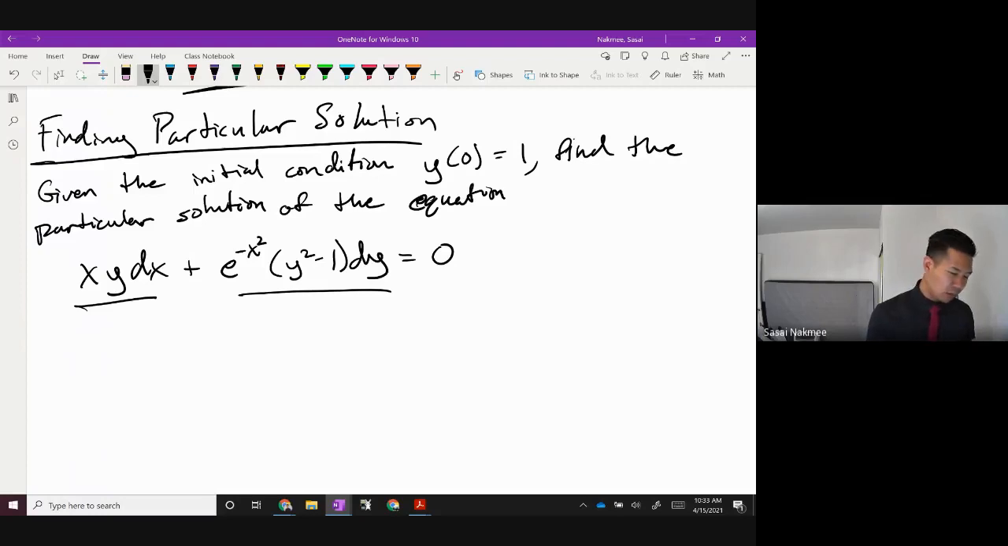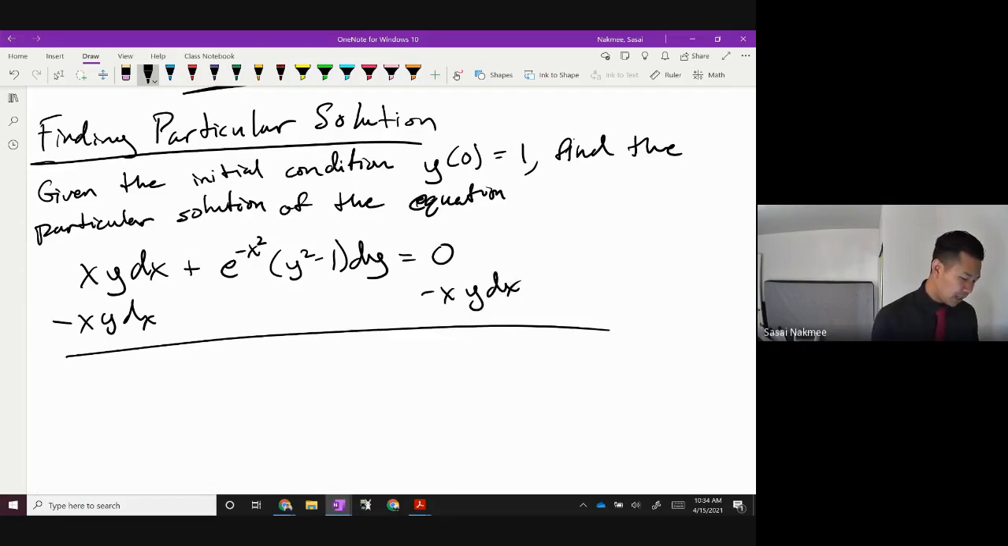I can just subtract the dx term to the other side, right? That way I can start my isolation. That's the idea when you're separating: you're trying to get them on opposite sides of the equal sign. So I'm going to start that way. I don't actually know if this is going to work or not, but I'm going to subtract xy dx from both sides.